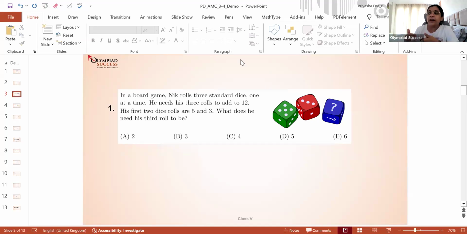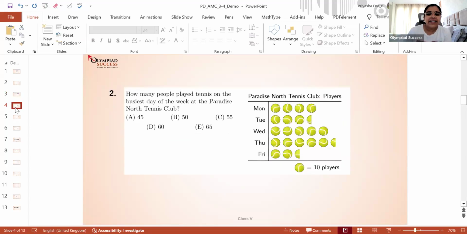This entire paper has a slightly increasing difficulty. So when you go down to the end of the paper, you will find the most difficult questions. So we'll also be going in the same manner. Let's go with another data handling question.